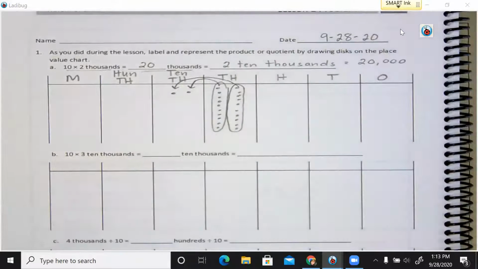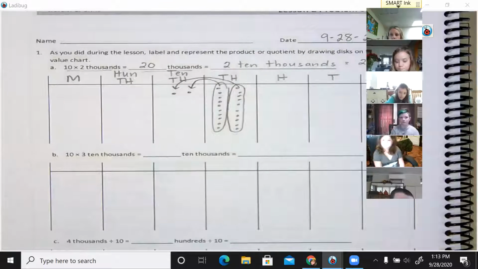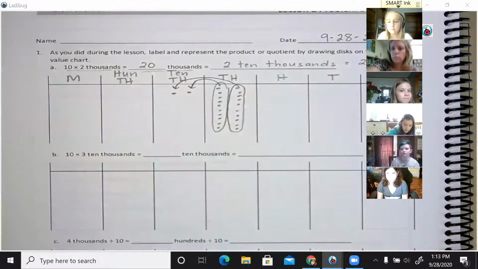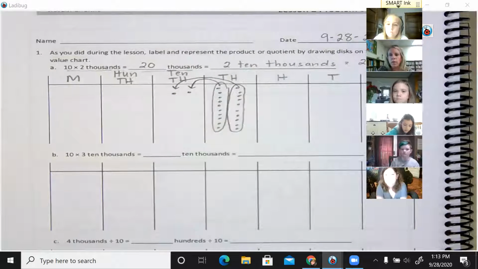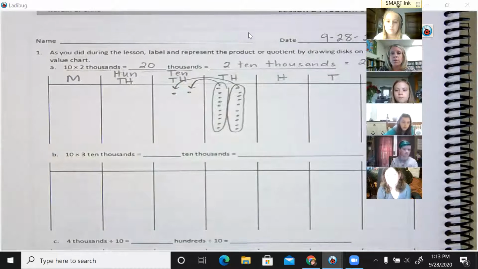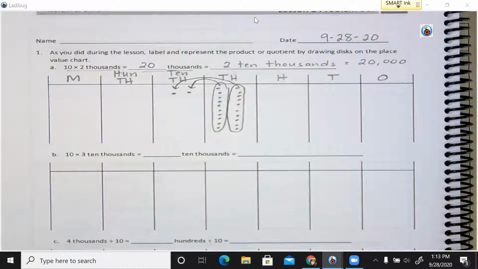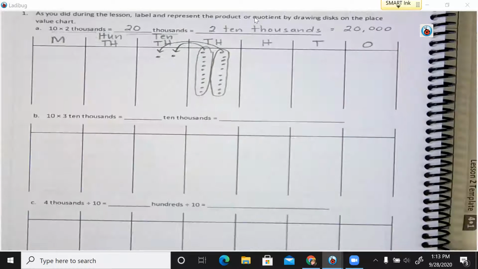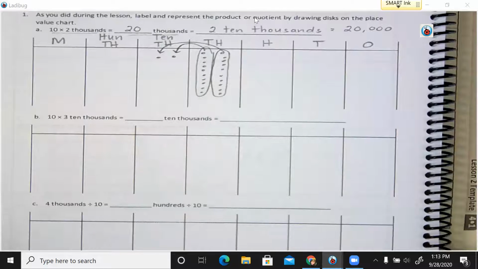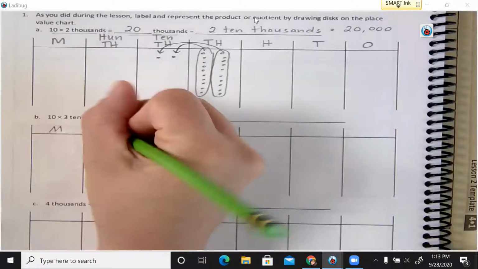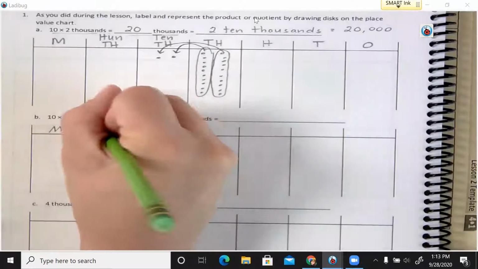Okay, so far, do you have any questions about that one? Let me scan through here and check in with you guys. Okay, let's move on to the next one. Now we have 10 times 3 10,000s. So now where will I start? What can I draw? Actually, I know where I'm going to start. I don't want to forget to label my place value chart.